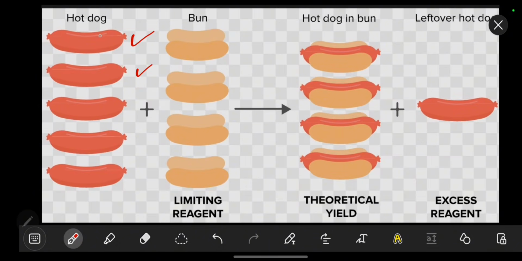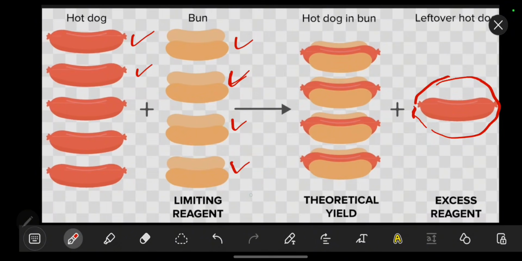If we want to create a hot dog in a bun, let's say we have 5 sausages and we have 4 buns. Here you can say that the limiting reagent is the bun, because there are fewer buns, leaving 1 sausage in excess. So the limiting reagent in this case is the bun.